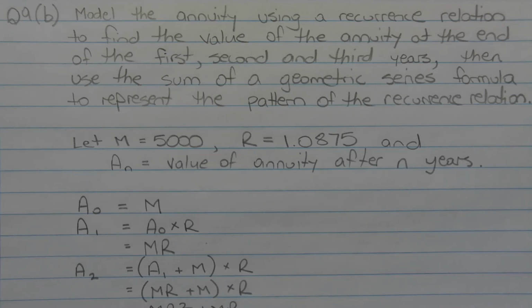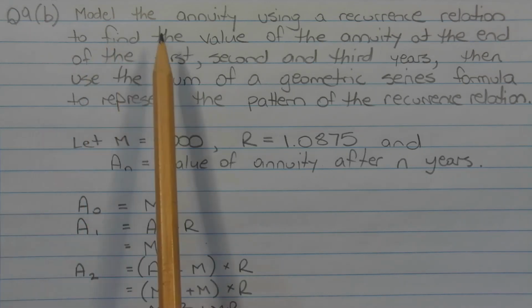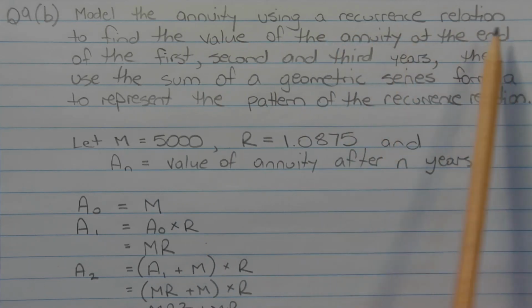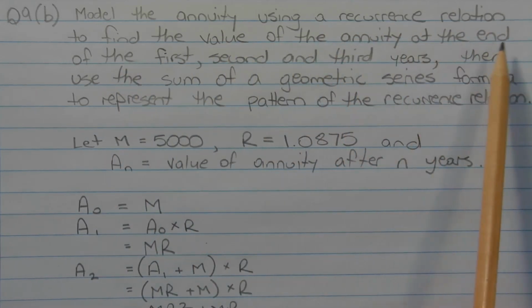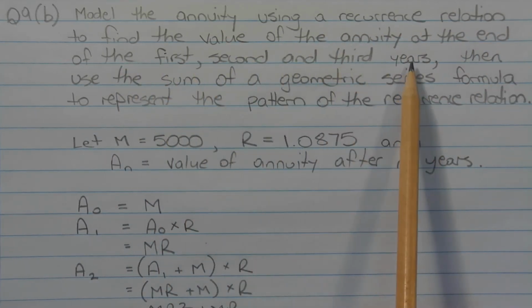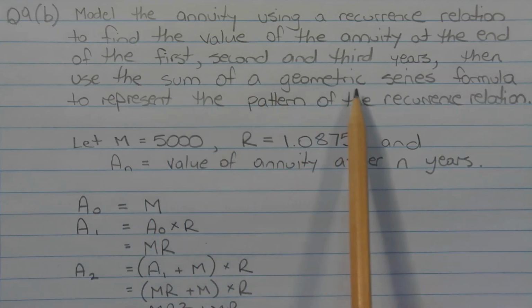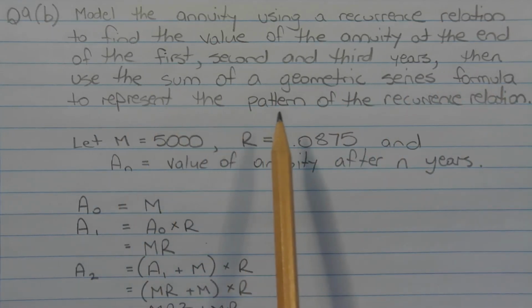This type of investment is an annuity because it consists of a series of regular contributions made over a period of time, earning compound interest. So I'm going to model the annuity using a recurrence relation to find the value of the annuity at the end of the first, second, and third years, then use the sum of a geometric series formula to represent the pattern of the recurrence relation.